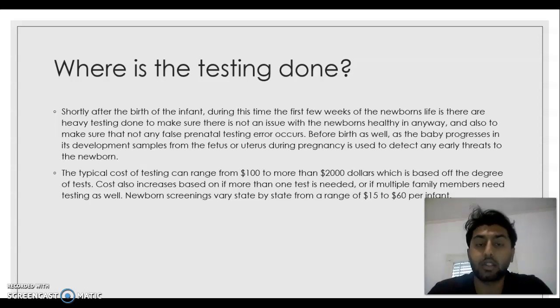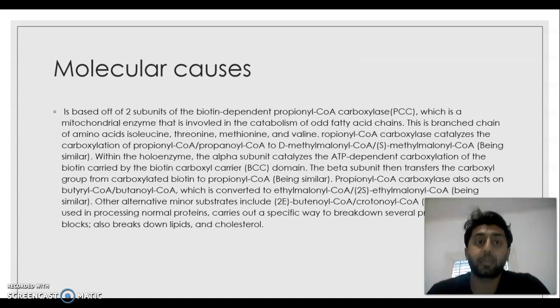The typical cost of this testing can range from $100 to no more than $2,000, which is based off the degree of testing. Costs also increase if the person needs more than one test or if multiple family members need testing as well. Newborn screenings vary state by state from a range of $15 to $60 per infant.